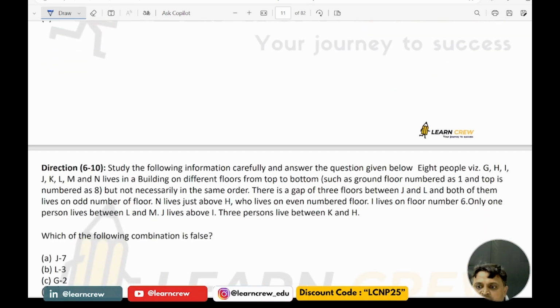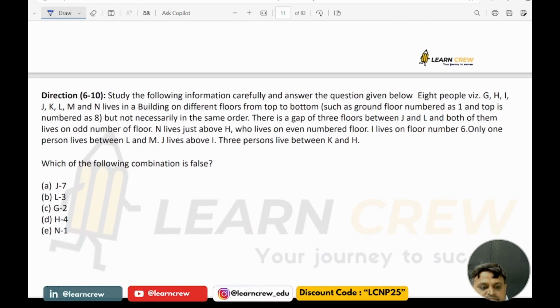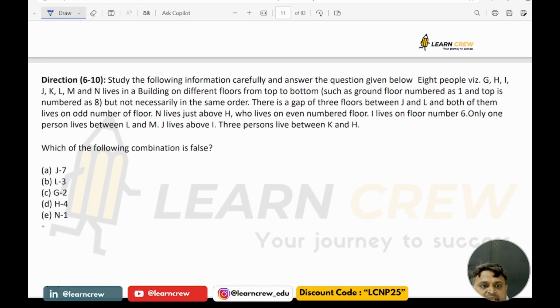Which of the following combinations is false? So N first floor is false, because who is on the first floor? M. It's already known that M is on the ground floor. So N first floor is wrong. All these are correct. Okay.